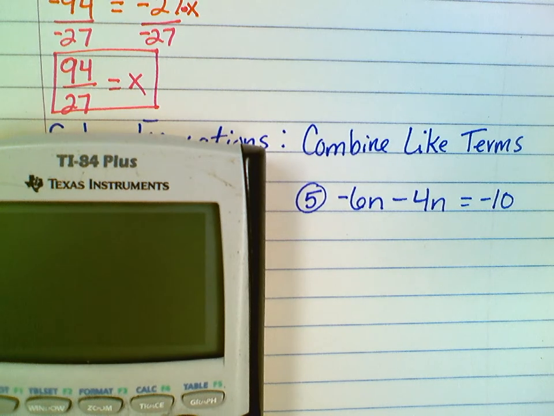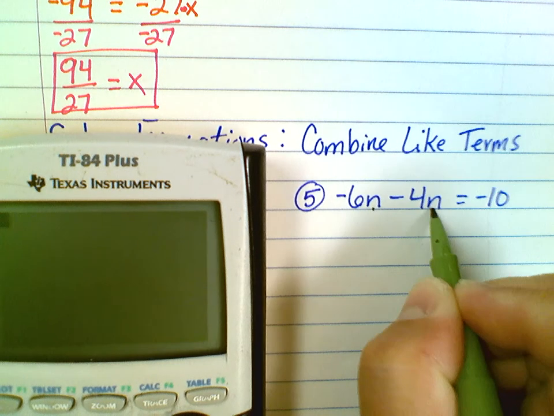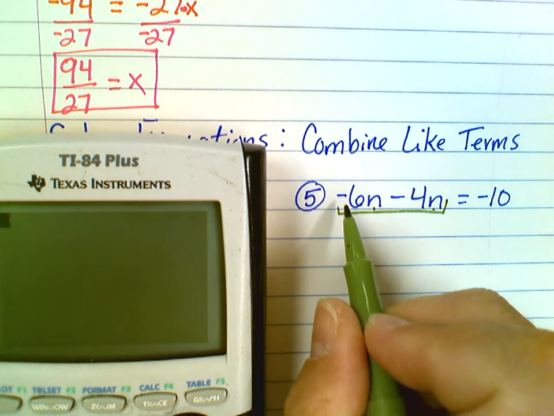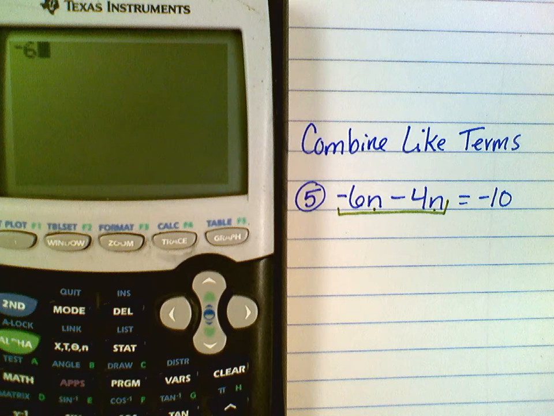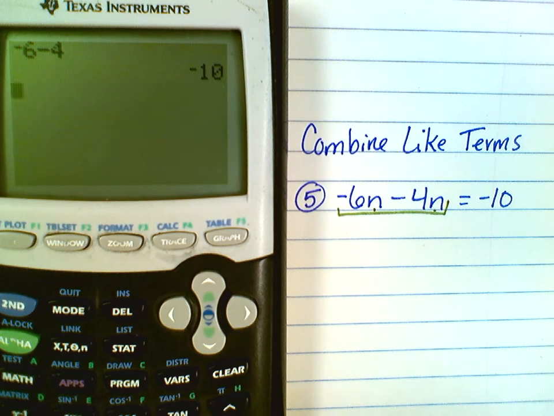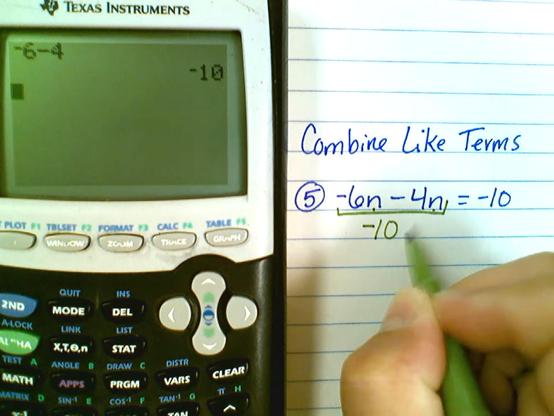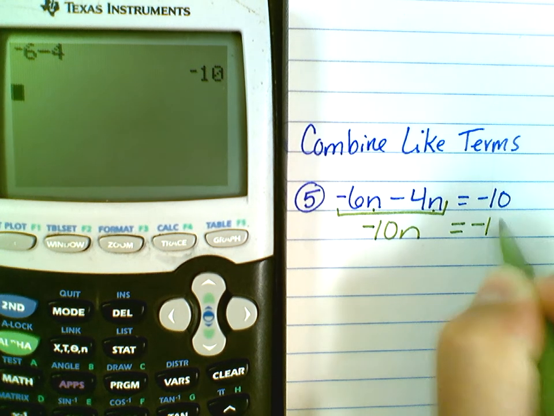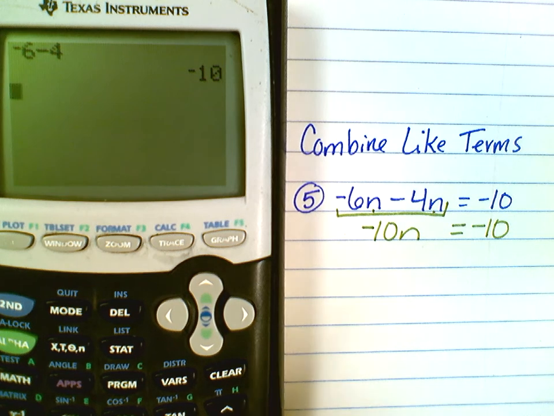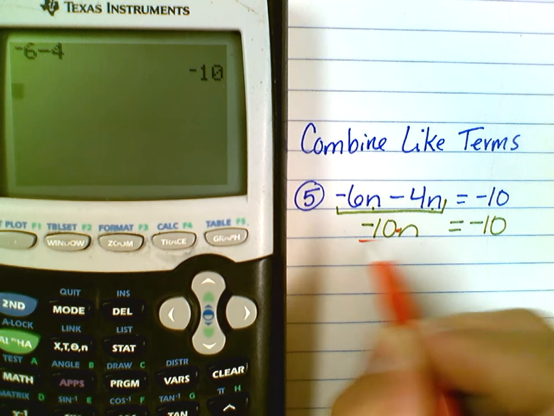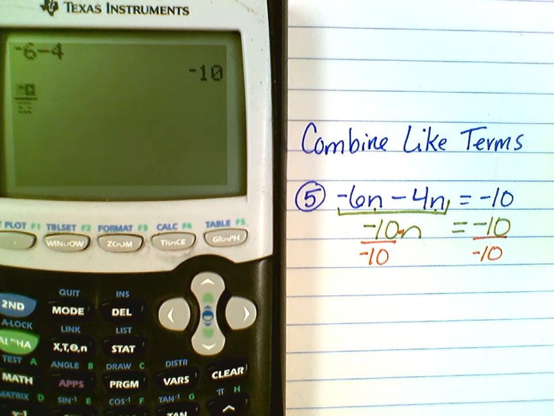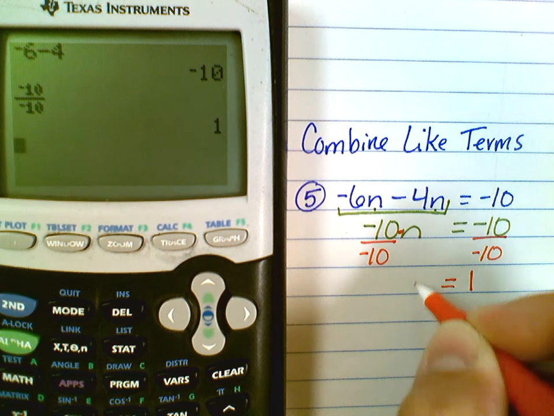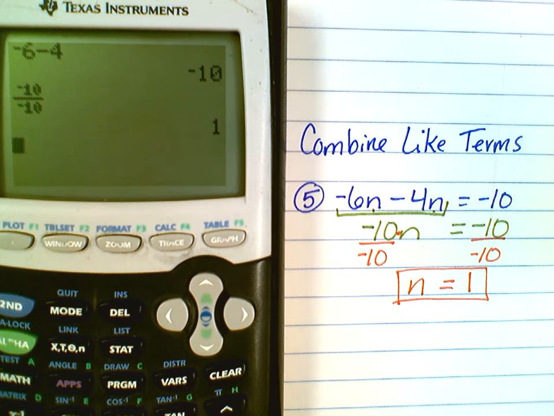Number 5. This time I have an n here and an n here, so here are my like terms. So -6 minus 4 is what I have. That gives me a -10n. Bring down the -10. And then I will undo my multiplication here by dividing. So -10 divided by -10 is 1. So n is equal to 1.